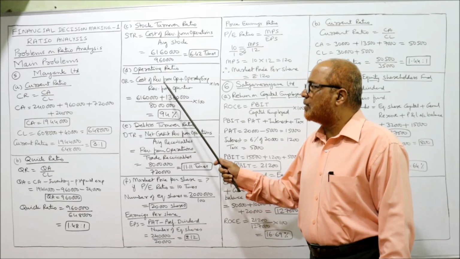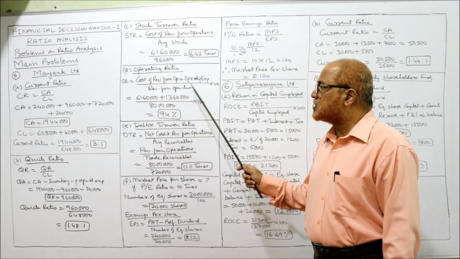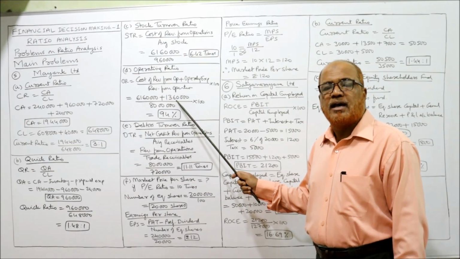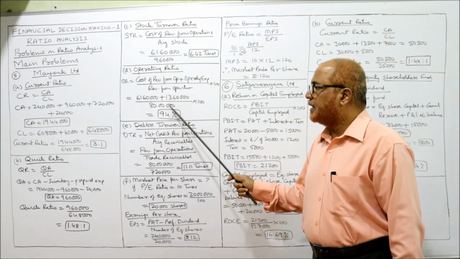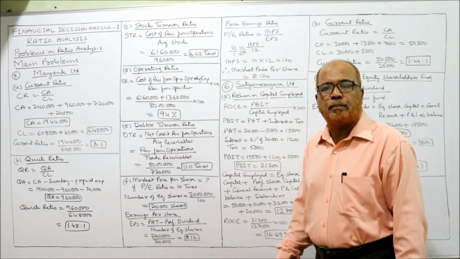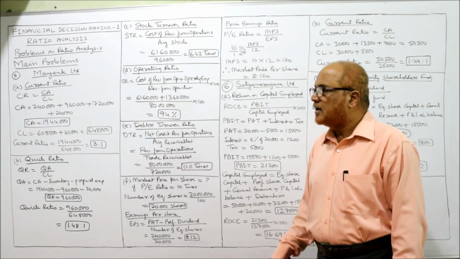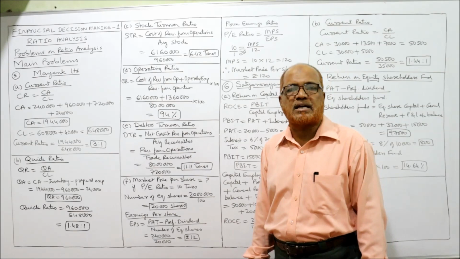Now, cost of revenue from operations given in the problem is 61,60,000. Operating expenses are given as 13,60,000, and revenue from operations is given as 80 lakh into 100. So finally, the operating ratio is 94%. That's it.